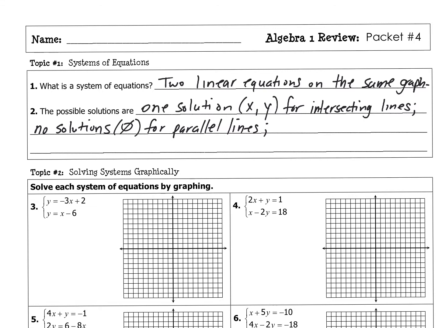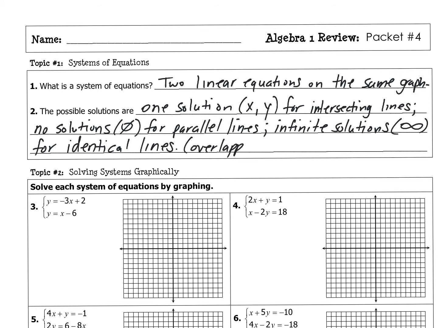And then another possible outcome is that there are infinite solutions. Okay. And we use the infinity symbol. It's like a sideways 8 for infinite solutions. And this is for when there are identical lines. So this would mean that they overlap. Okay, it's the same line. I just wanted to put, these would be overlapping.